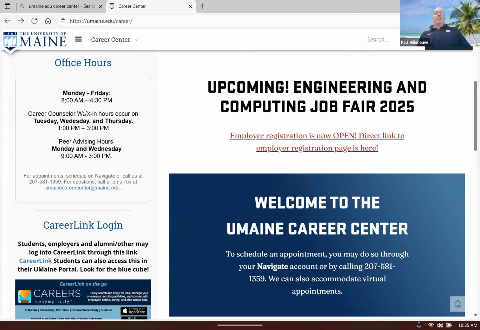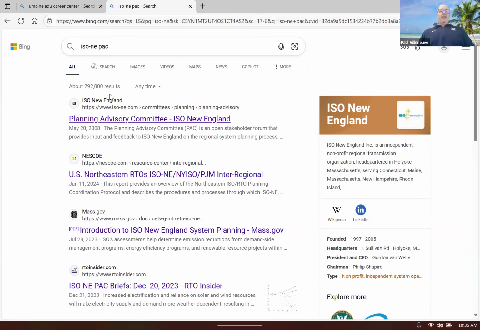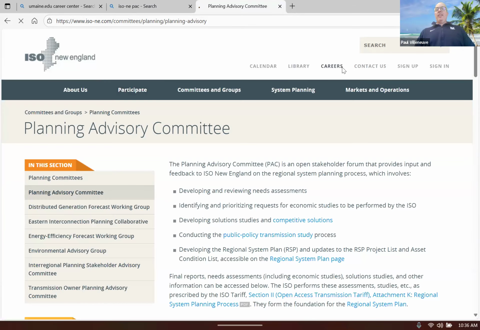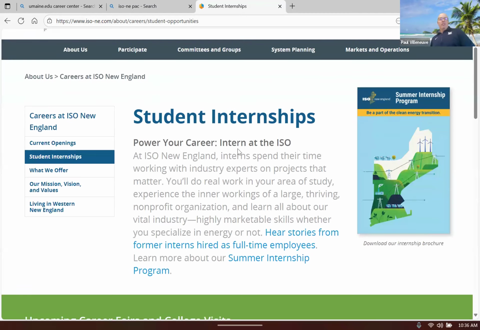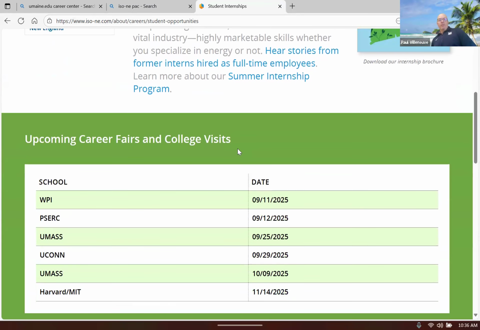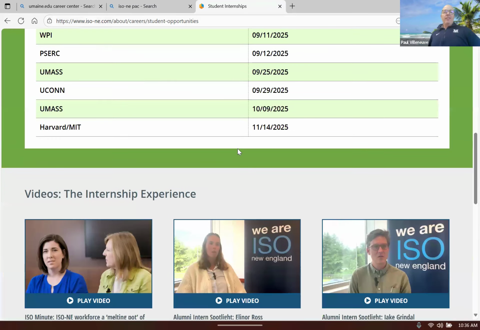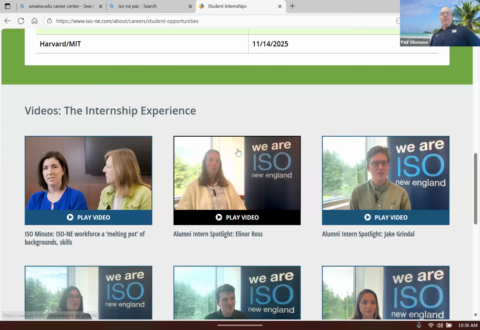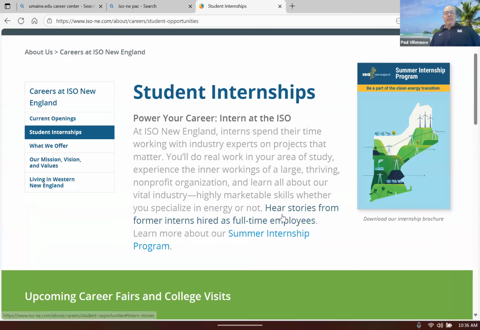One that I highly recommend, if you really want to do the industry I do, is called ISO New England. If you go to their careers page, they have a wonderful internship program. I mean, it is so good. They're in Holyoke, Mass, over by Springfield, Mass, if you're familiar. They're specifically going to check out career fairs and college visits. They used to come to UMaine, but they haven't had a ton of folks go and work there. But here's their summer internship program, and it's really amazing.